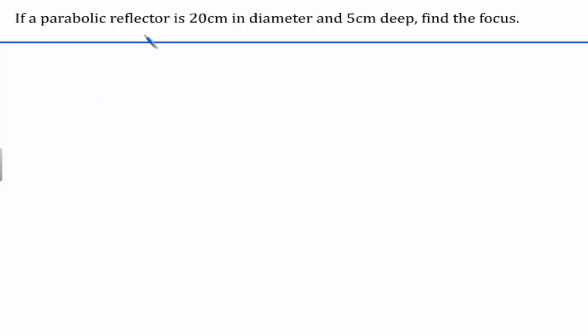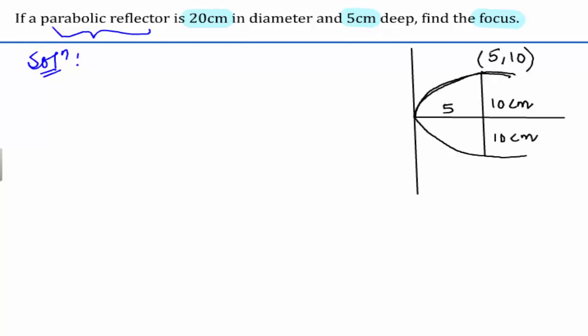In this question, we have to find the focus of the parabolic reflector whose diameter is 20 centimeters and which is 5 centimeters in depth. Let's begin with the solution. First, let us draw the parabolic reflector with the given data. So this is the rough figure of a parabolic reflector.